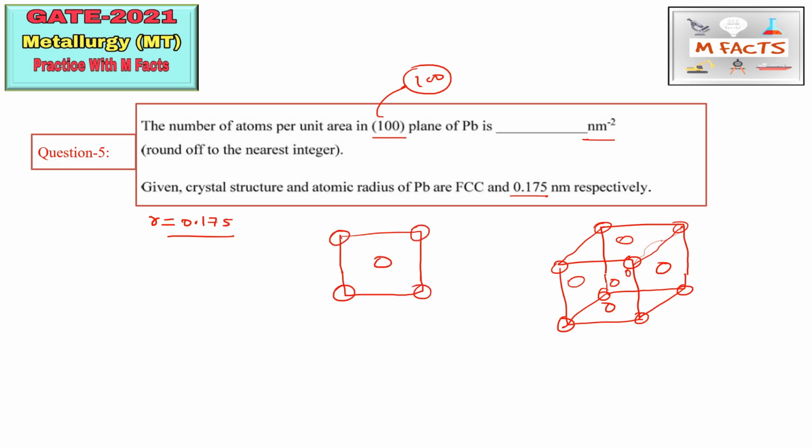Okay, so one atom will be at the center and 1 by 4 at the corners. So the number of atoms for the 100 plane will be equal to 1 by 4 multiplied by 4 plus 1. Okay, so that will be equal to 2. But they are asking for the number of atoms per unit area. So how to find the number of atoms per unit area?